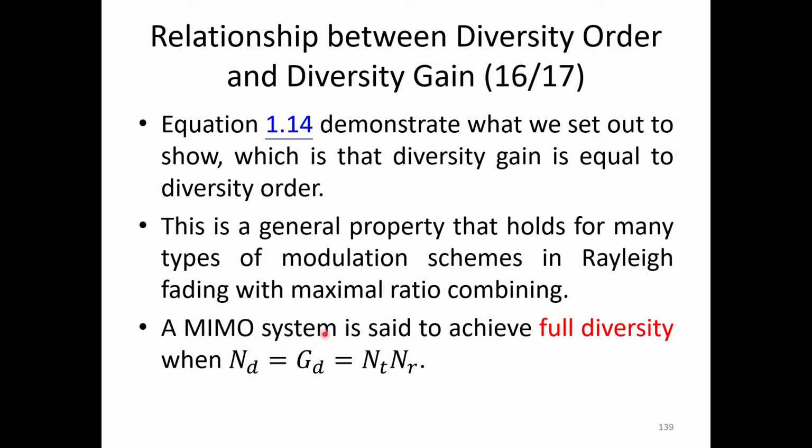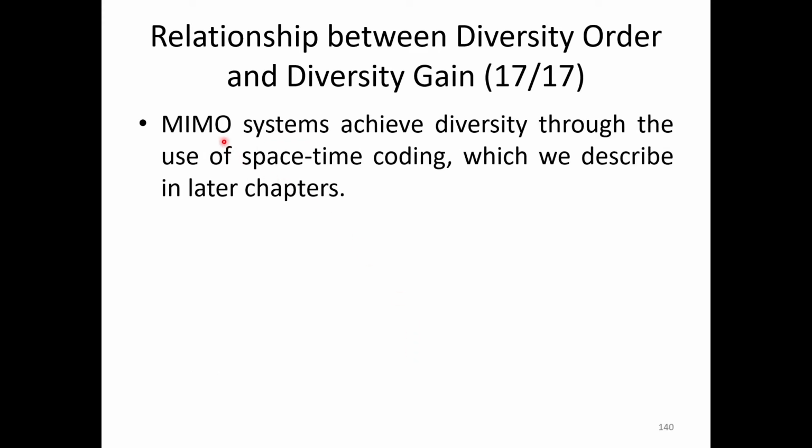Okay, a MIMO system is said to achieve full diversity when ND is equal to GD is equal to NT times NR. That is, the diversity order is equal to the diversity gain and is equal to the number of transmit antennas times the number of receive antennas. MIMO systems achieve diversity through the use of space-time coding, which we describe in later chapters.